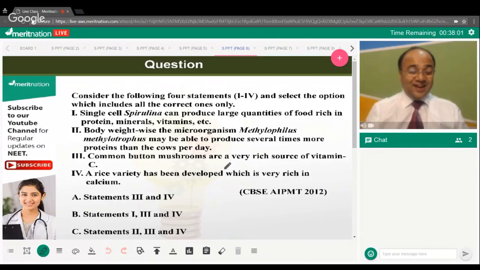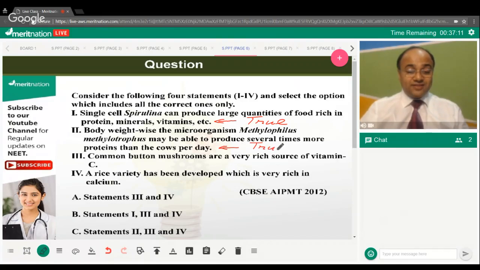This is another easy and an interesting question. So, consider the following four statements 1 to 4 and select the option which includes all the correct ones only. Single cell spirulina can produce large quantities of food rich in protein, minerals, and vitamins, etc. Is this statement true or false? Let's figure that out. And of course, it's a very true statement. Right. Then we have the next statement. Body weight wise, the microorganism Methylophilus methylotropus may be able to produce several times more protein than cows per day. So this option is also true.